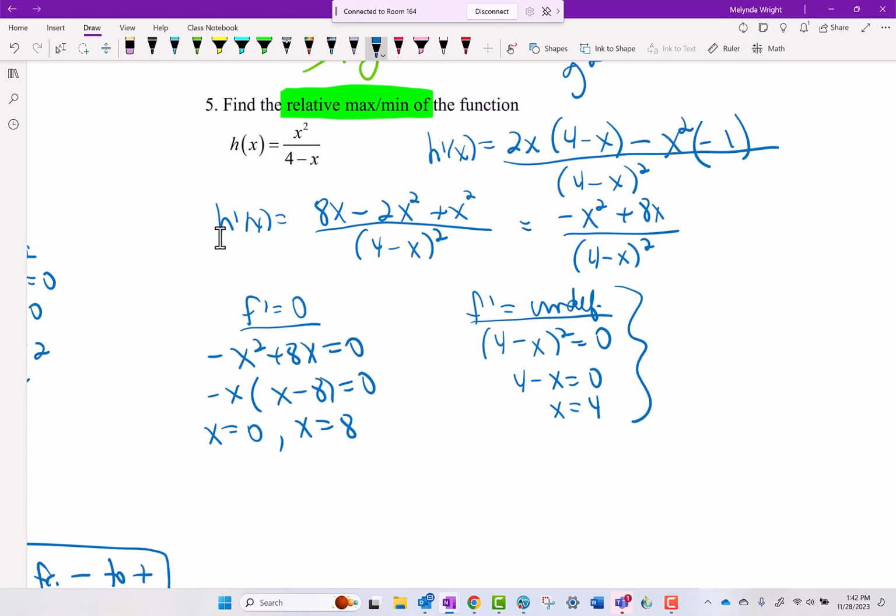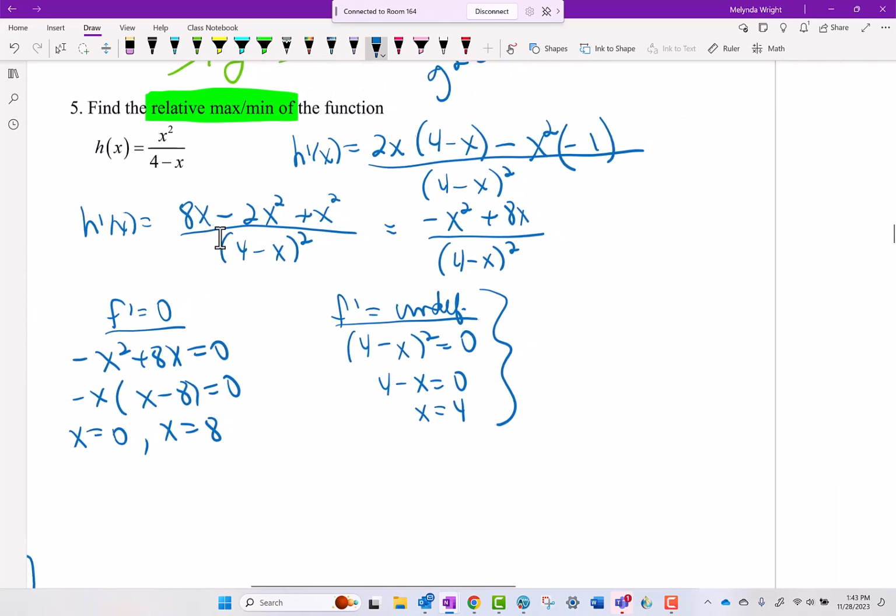Positive 8. Because I factored the negative. I factored the negative 8 out. What would make x minus 8 zero if 8 was positive? Because I factored out a negative x. Okay, so let's talk about why this is an imposter.